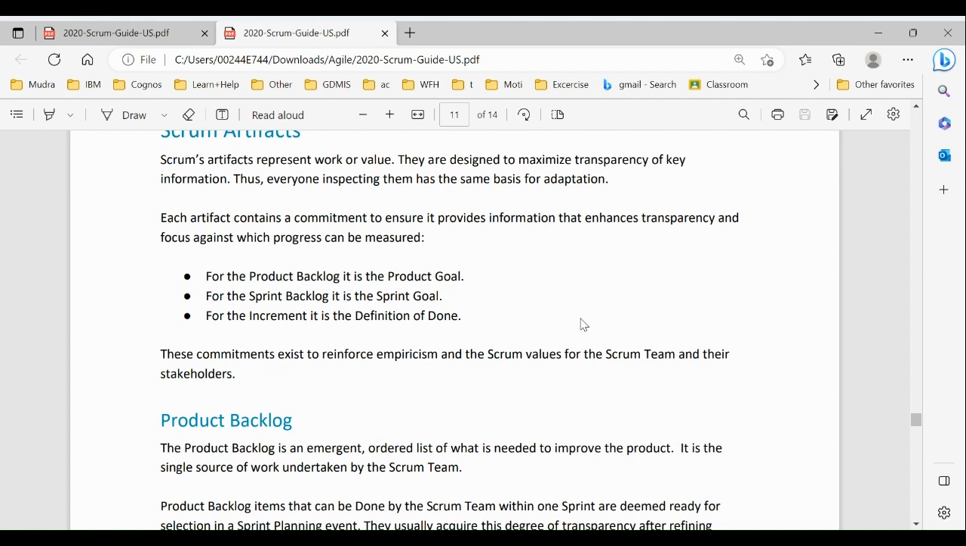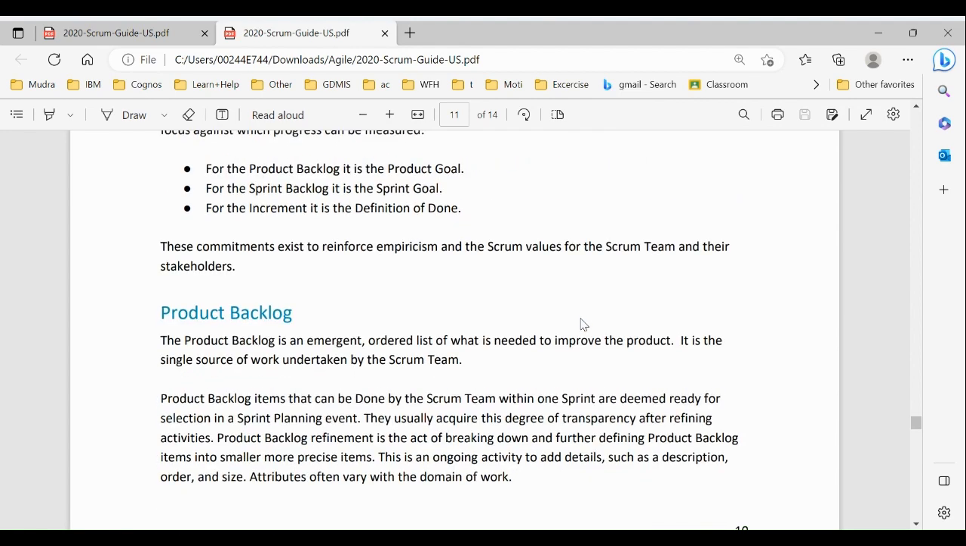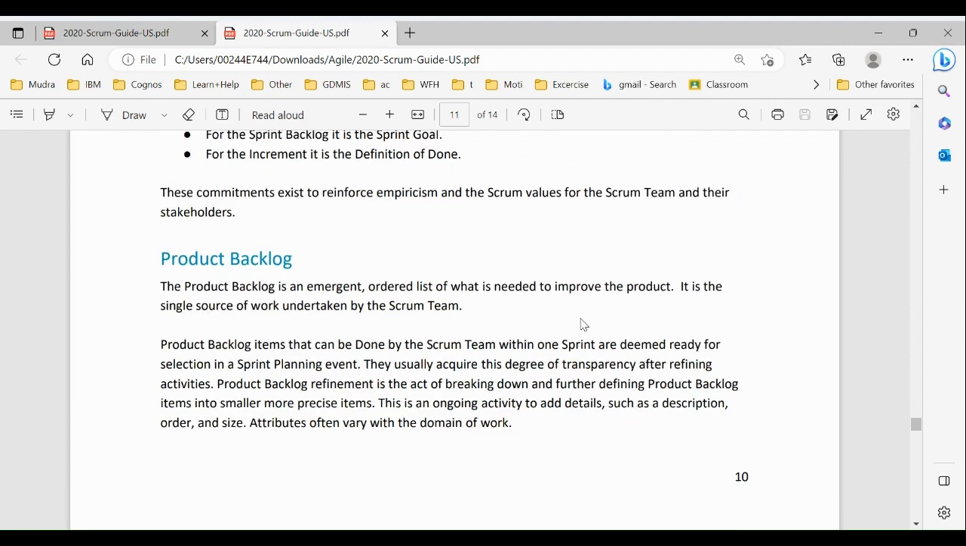measured. For the product backlog, it is the product goal. For the sprint backlog, it is the sprint goal. For the increment, it is the definition of done. These commitments exist to reinforce empiricism and the Scrum values for the Scrum team and their stakeholders.